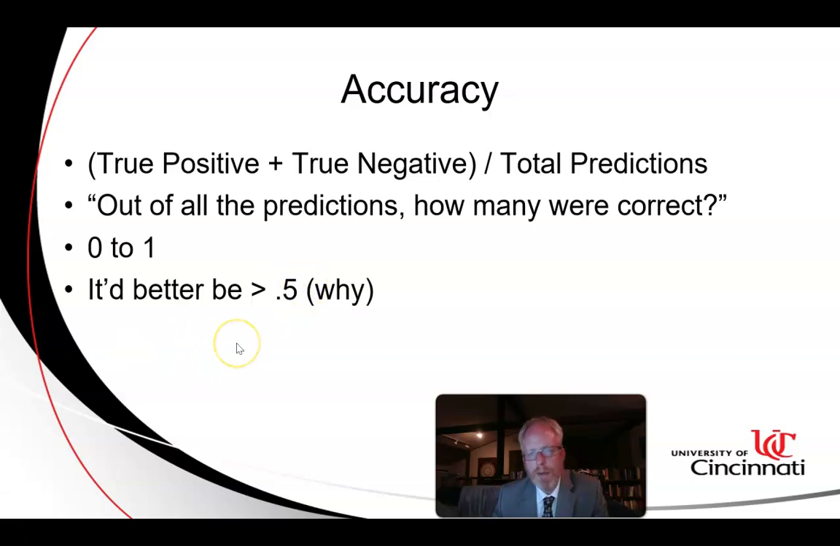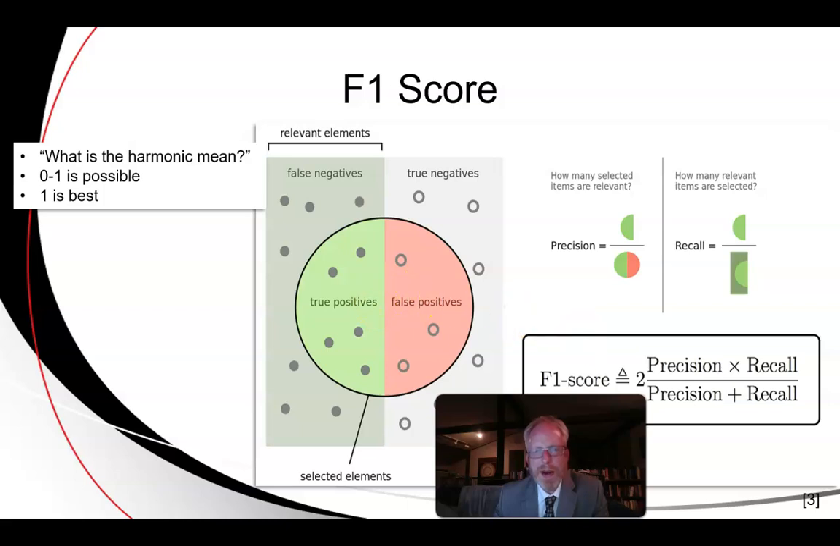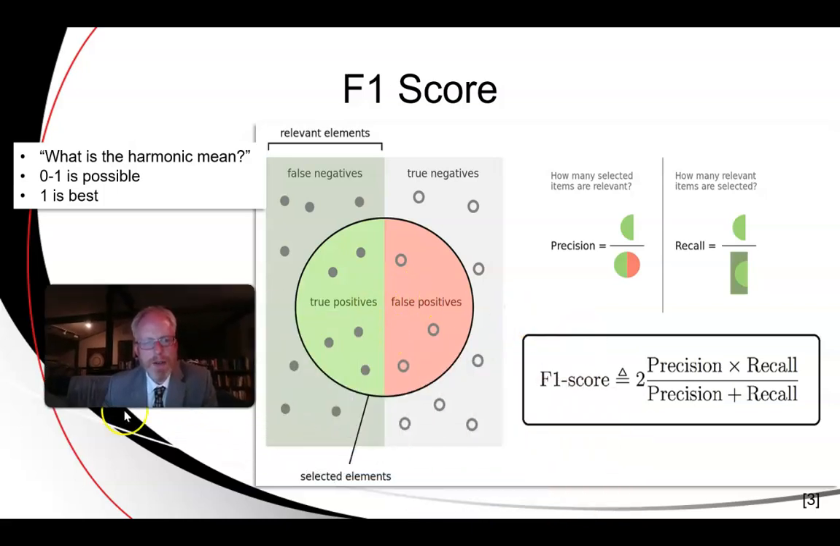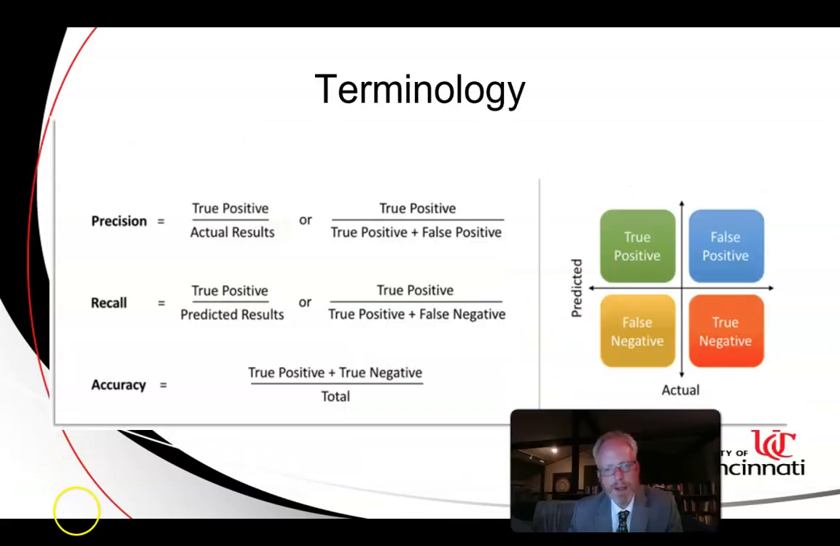Accuracy: out of all the predictions, how many were correct? Ratio of 0 to 1, better be greater than 0.5. If it's less than 0.5, we predicted more wrong than we did correct. Now, F1 is a bit of a tricky one. It's a balance of precision and recall, and let's take this to the extreme.